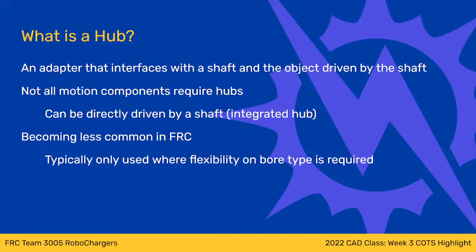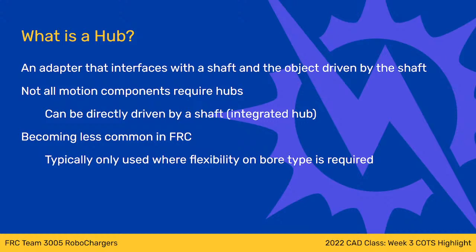Hubs used to be super common in FRC and FTC. They are becoming less common, and I'll explain why in a second. But basically a hub is just an adapter. It has a hole in it that slides onto a shaft. It has a hex if it's a hex shaft, keyed if it's a keyed shaft, a spline if it's a spline shaft, whatever it is.